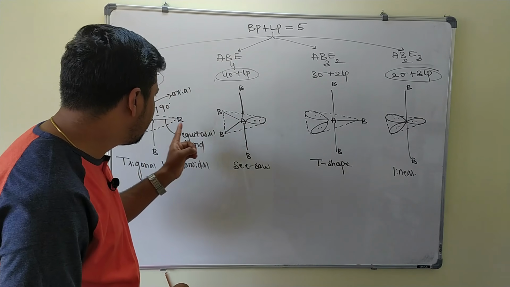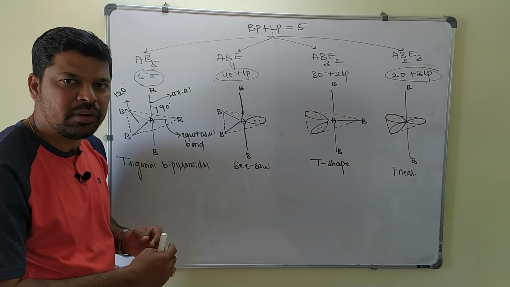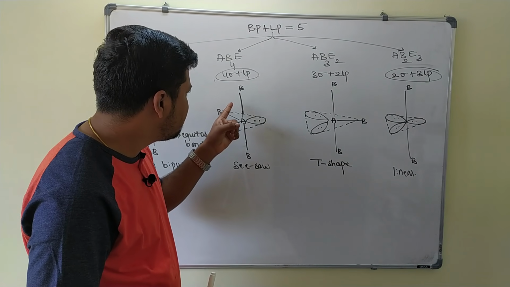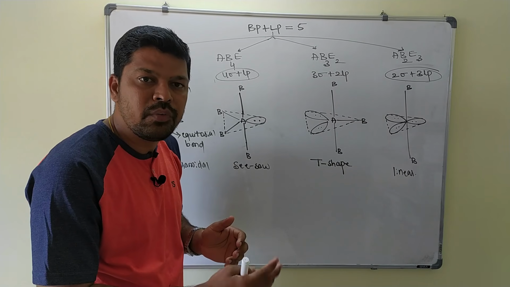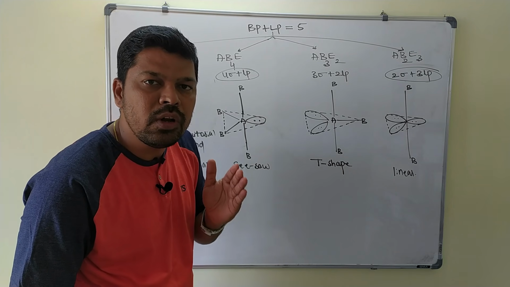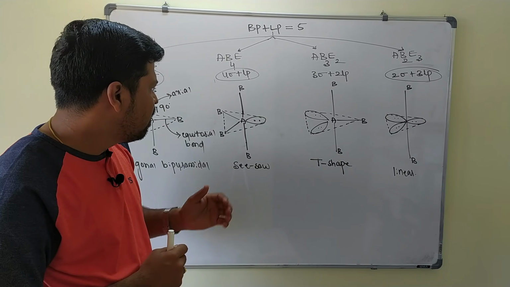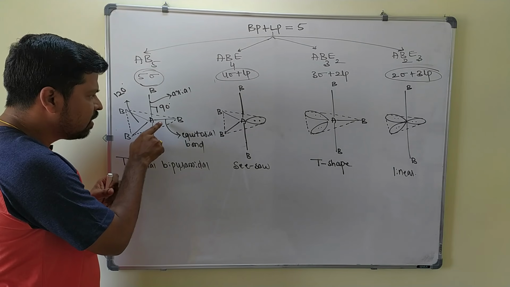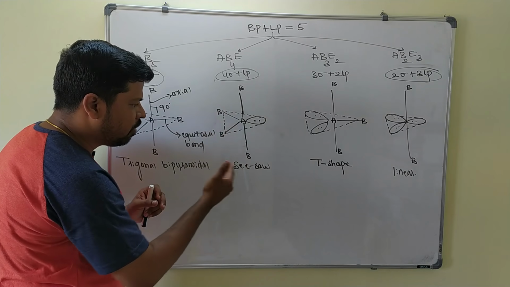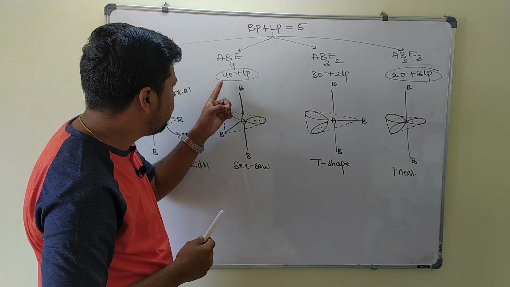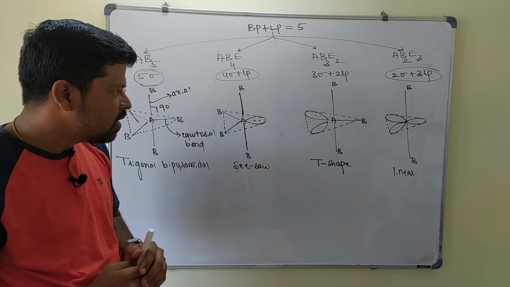Only equatorial bonds must be replaced by a lone pair of electron for the next possibility, because if you replace these axial bonds with a lone pair of electron, then the repulsion will be maximum. That's why only the equatorial bonds are replaced by lone pairs of electron. That's why the first possibility I am doing is, this sigma bond has been replaced by what? Lone pair of electron. So the shape of the molecule will be seesaw. Any molecule having 4 sigma bonds and 1 lone pair of electron, the shape will be seesaw shape.